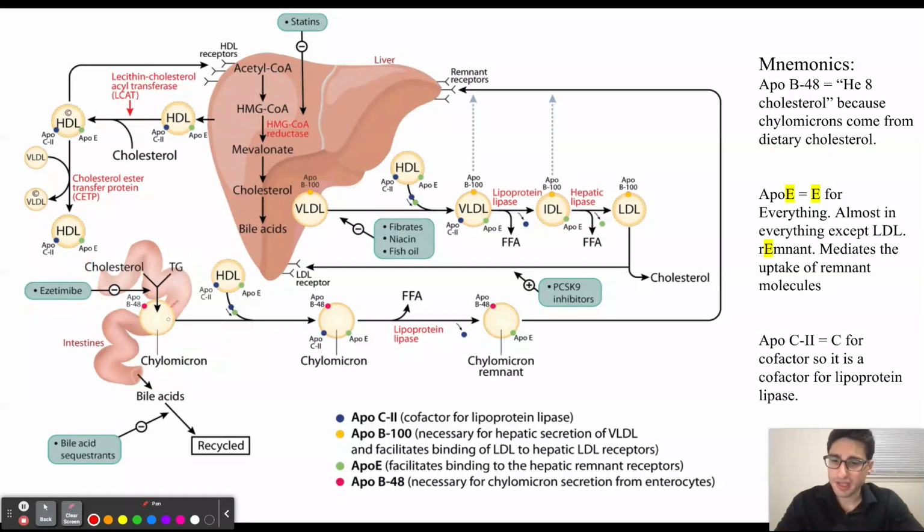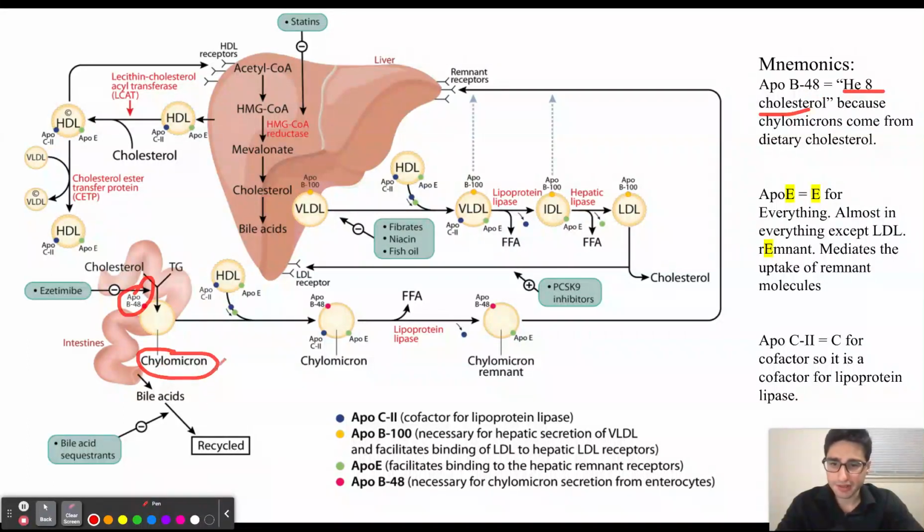Now, as you can see from this image, chylomicron is going to have something called ApoB48 on its surface. ApoB48 is going to allow the chylomicron to be secreted from the intestines into the blood. A mnemonic that you can use to remember the function of ApoB48 is that he ate cholesterol. Remember that chylomicrons come from our diet, and ApoB48 has the word ate in it. So this can remind you that B48 is associated with chylomicrons.